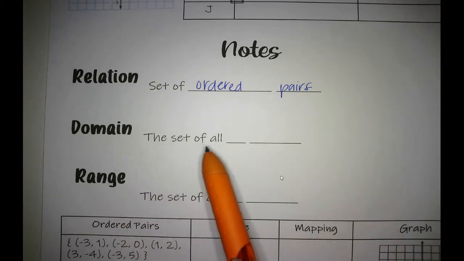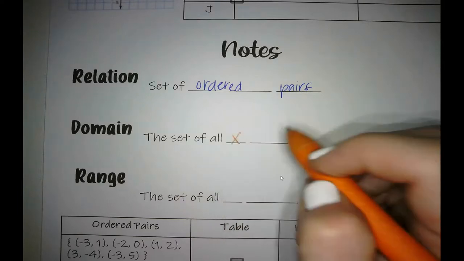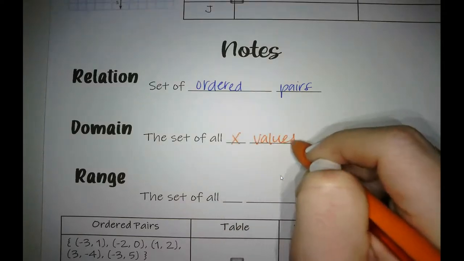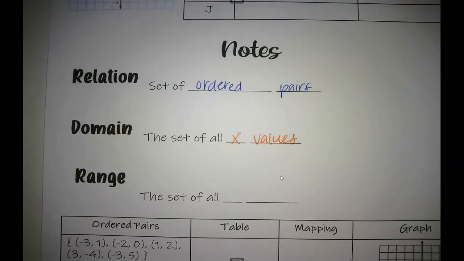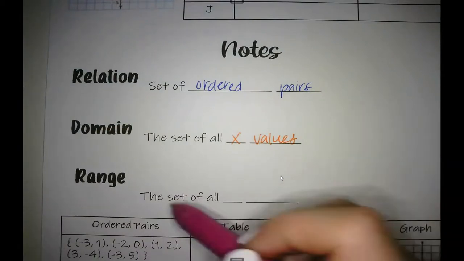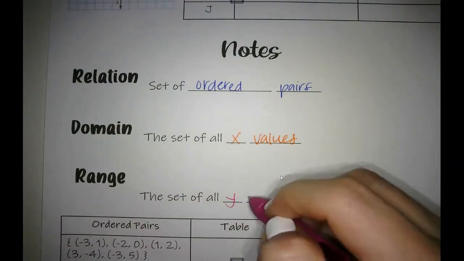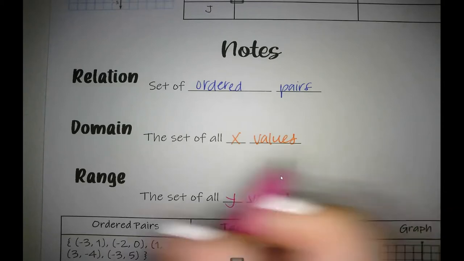So domain is going to be the set of all of our x values. And that means that the range is going to be our y values.